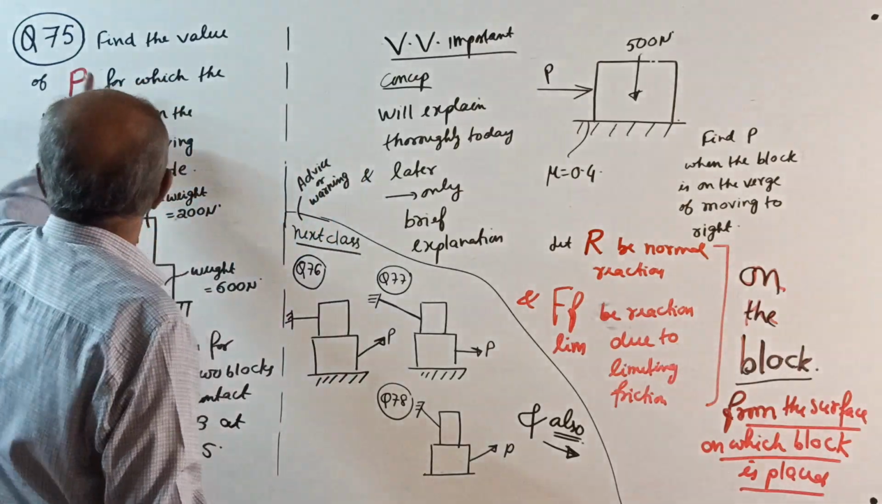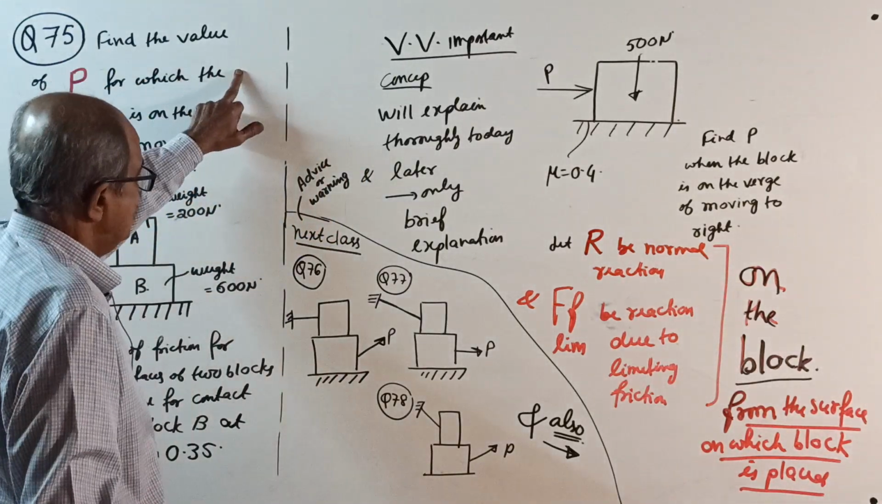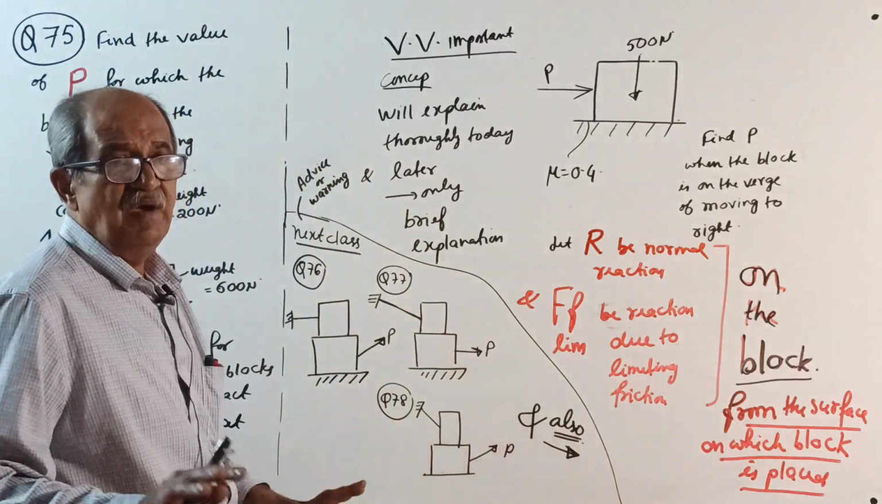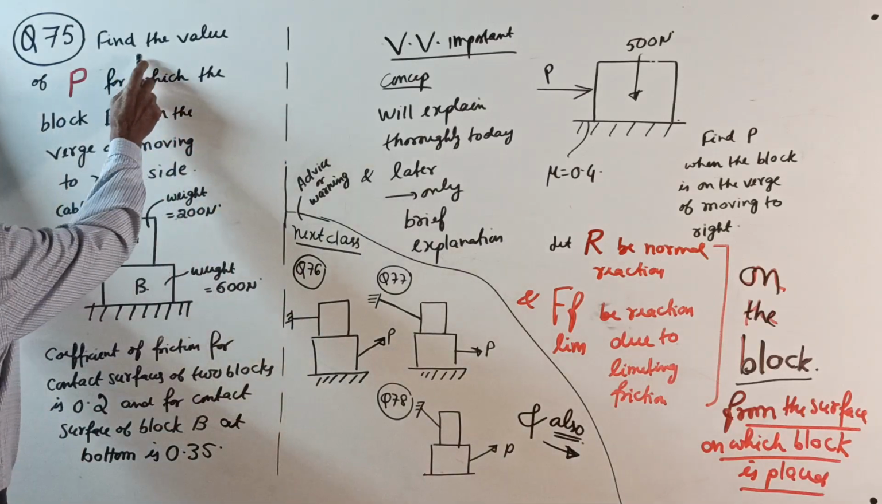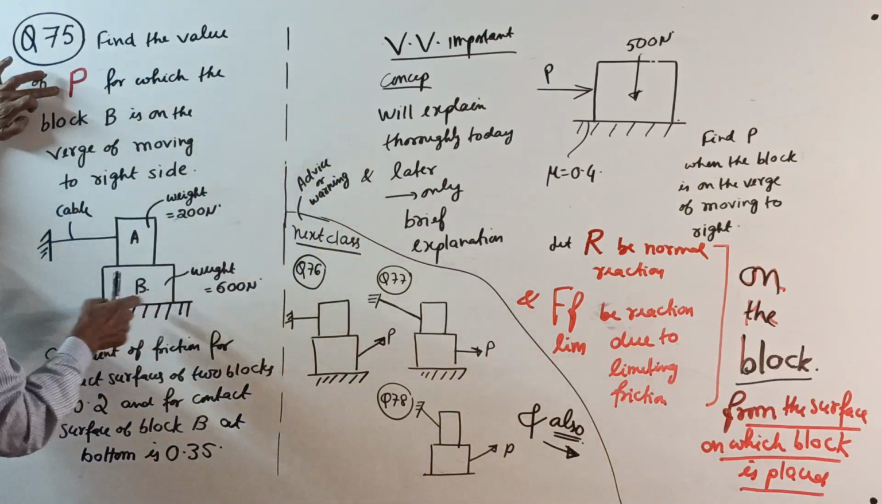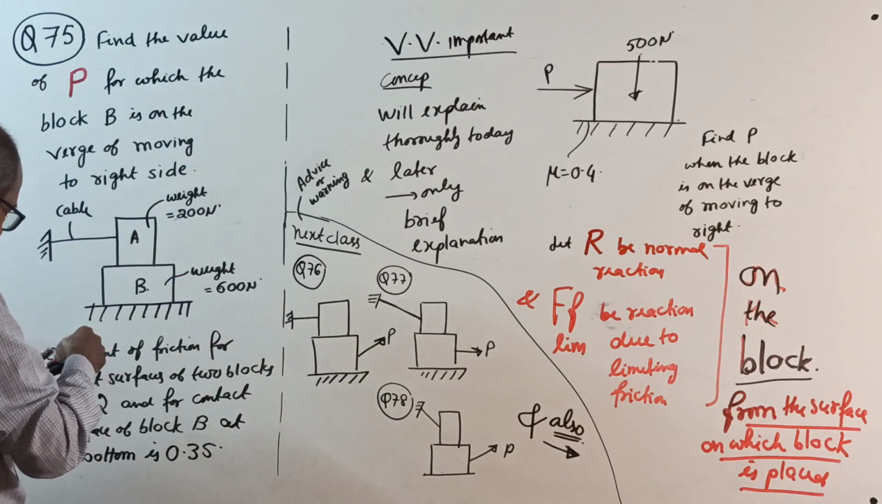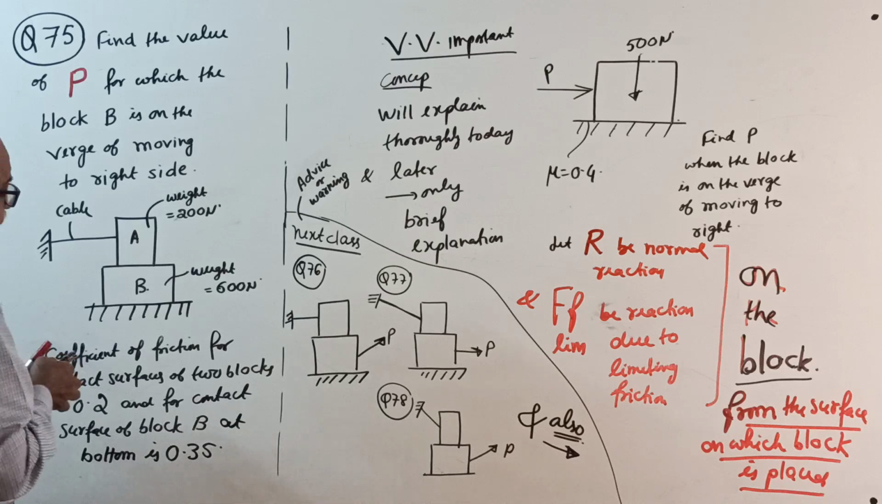Question 75. Remember, something important is there. I will let you know a little later. I will first read the question. Find the value of P. I have not written P here. I wrote everything, but forgot to write P.